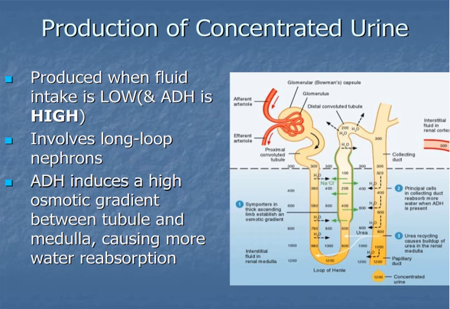This involves principally the long loop juxtamedullary nephrons. These are the nephrons that go way down in the medulla and allow us to produce very, very concentrated urine. So one of the things that ADH does is induce a very high osmotic gradient between the tubule and the medulla. That is a very big difference between the salt concentration on the outside and inside the tubule. And in general, it tends to be saltier outside the tubule because we have lots of urea there. And that helps to draw the extra water out of the tubule into the capillaries when the aquaporins are in that collecting duct.